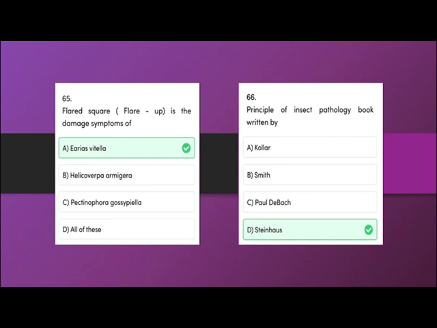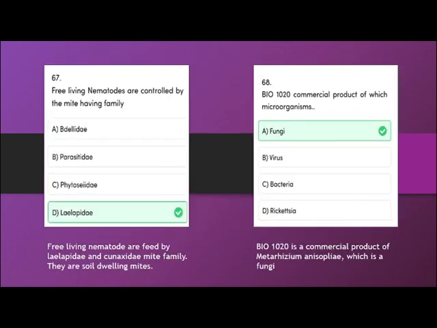Now come to the 66th question. Principles of Insect Pathology book is written by, and the answer is Steinhaus. Now come to the 67th question. Free living nematodes are controlled by the mite having family, and the answer is Lelapidae. Free living nematodes are fed on by Lelapidae and Cunaxidae mite families. They are soil dwelling mites.